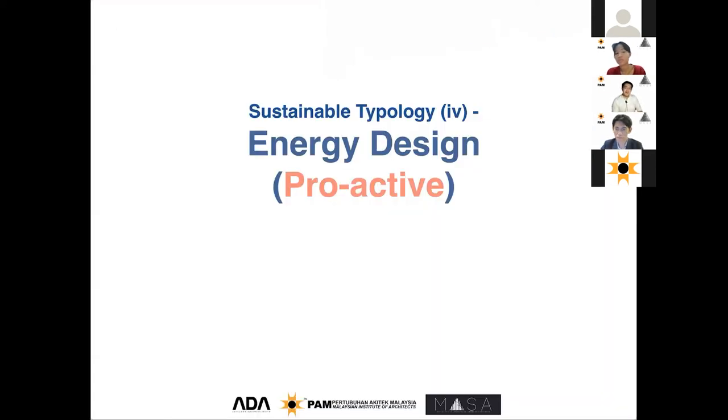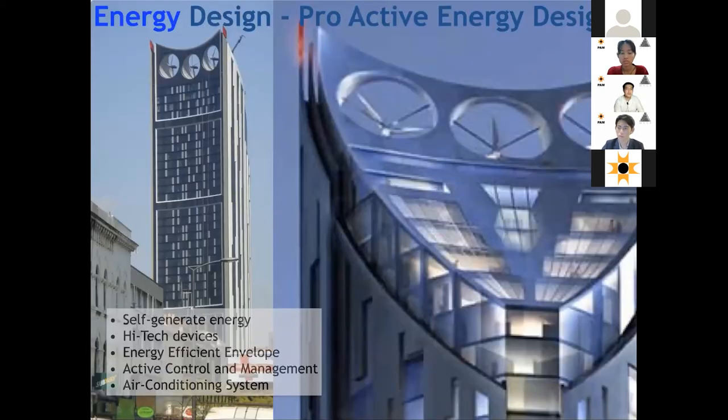Let's move on. The next sustainable typology is proactive energy design. What does proactive mean? It means using a lot of high technologies. Normally, this kind of project has self-generated and renewable energies, high-tech devices, and an energy-efficient envelope. They have low-E glass, double-layer glass, all these quite expensive things, plus active control and management of air conditioner systems.